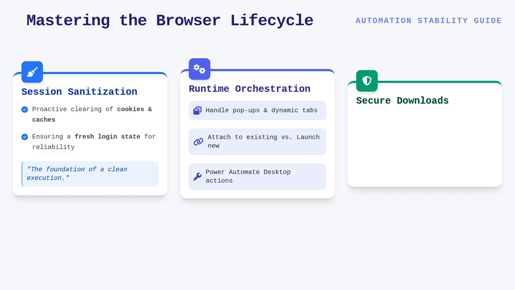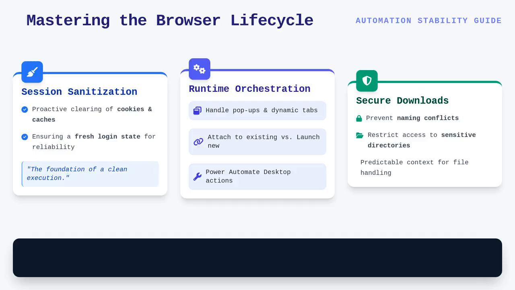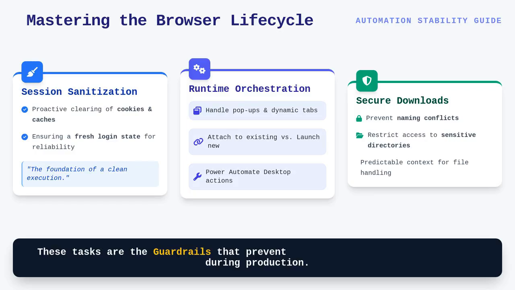When downloading files automatically, we must ensure these actions are executed within a secure, predictable context to prevent file naming conflicts or unauthorized access to sensitive directories. These management tasks, while seemingly mundane, are the guardrails that prevent our unattended automations from entering an unstable, non-recoverable state during production execution.